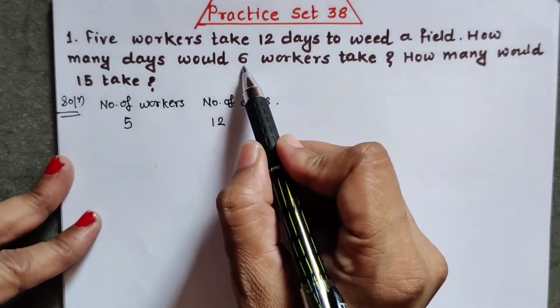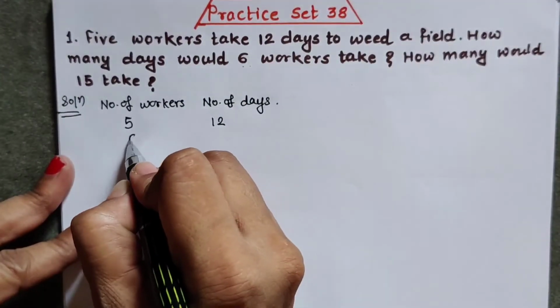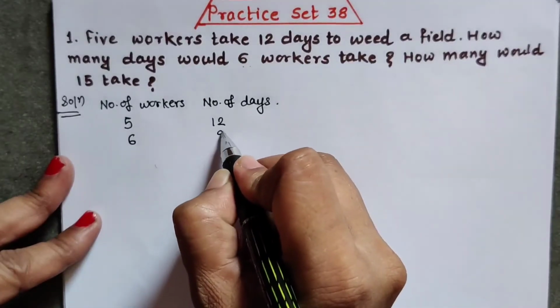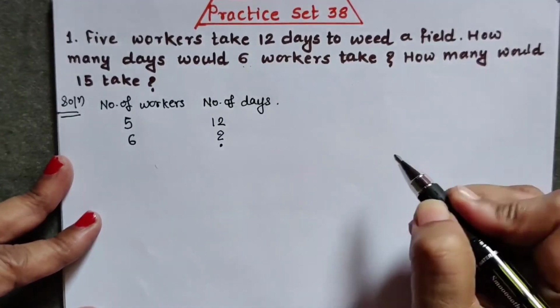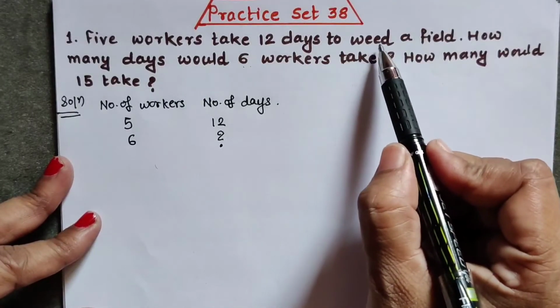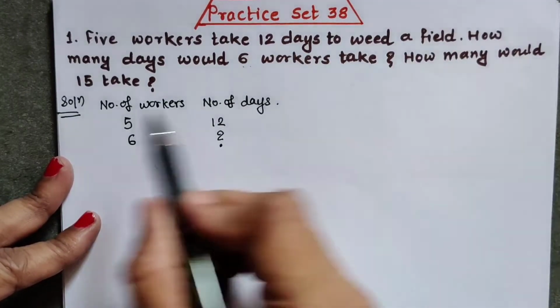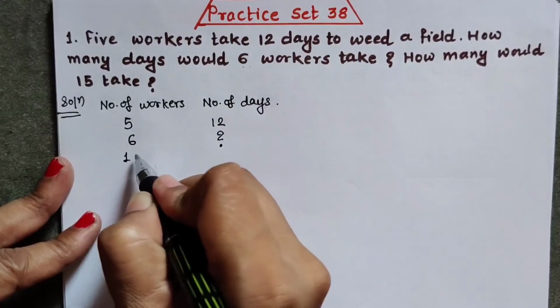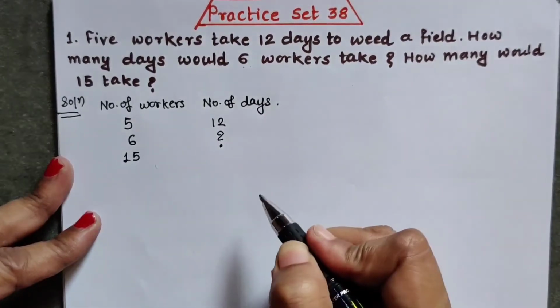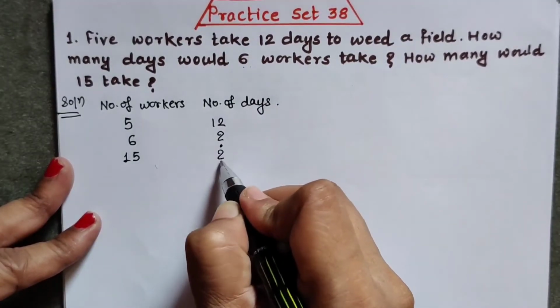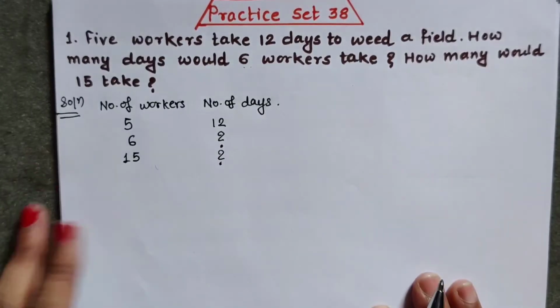Now the number of workers is increasing, the number of workers is 6. We have to find how many days they will take to complete the work, to weed the field. And after that, again, how many would 15 take? That means again the number of workers is increasing. We have to see how many days they will take to weed the field.